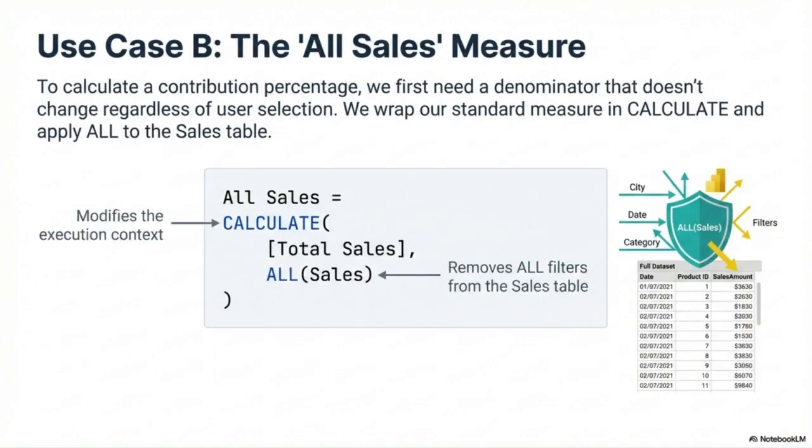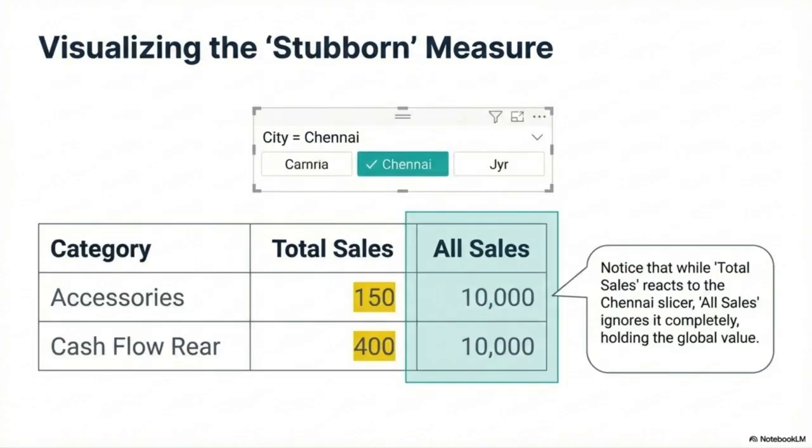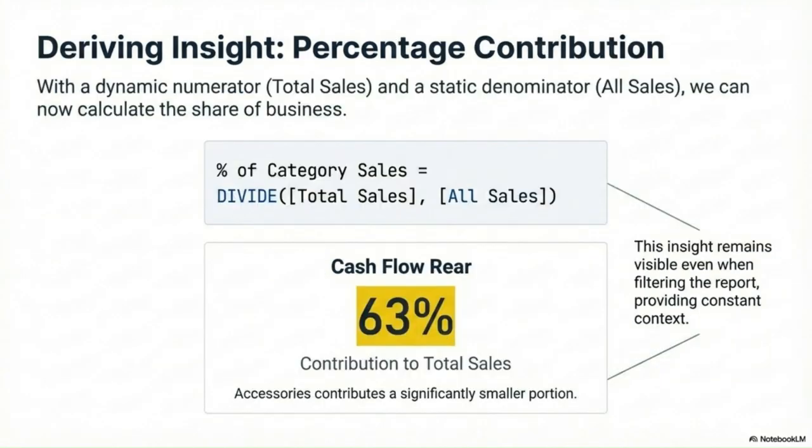A common business requirement is to show total sales regardless of the filters. This removes all filters from the sales table. When we apply a city slicer, like Chennai, total sales changes, but ALL sales remains constant. This shows us the filtered value and the global value side by side. Now that we have a dynamic numerator, that is total sales, and a fixed denominator, that is ALL sales, we can calculate a percentage contribution. This gives us the percentage contribution to total business.